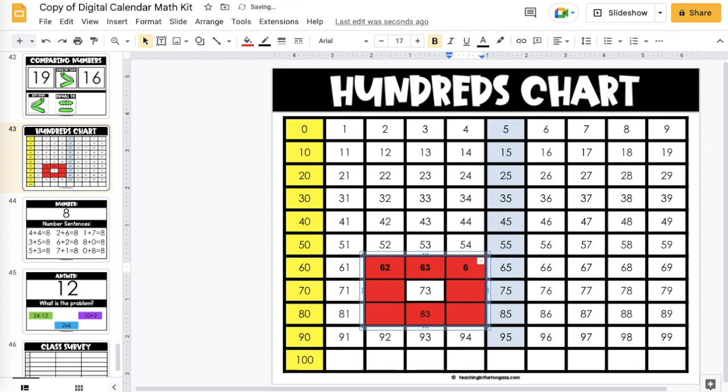63, and then one more over is 64. 71, one more over is 72. Down 10 from that is 82. 64, down 10 from that is 74. Down 10 from that is 84.